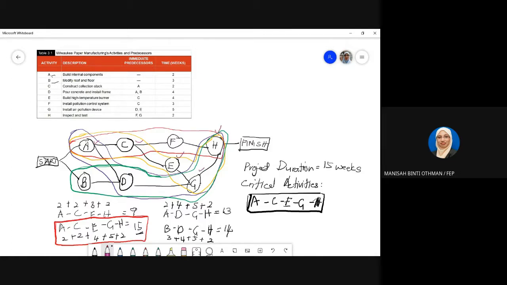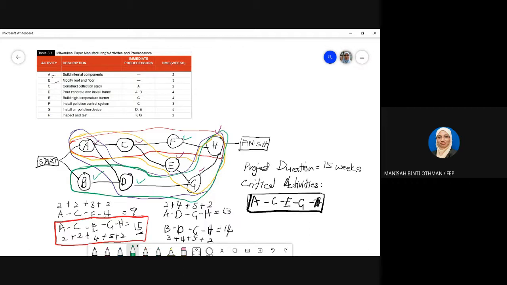So if A needs 2 weeks to complete, then the manager has to complete A within these 2 weeks only, cannot delay. However, you can see B, D, F are non-critical activities. They can be delayed a few weeks. But be careful, they also have to manage the non-critical ones.